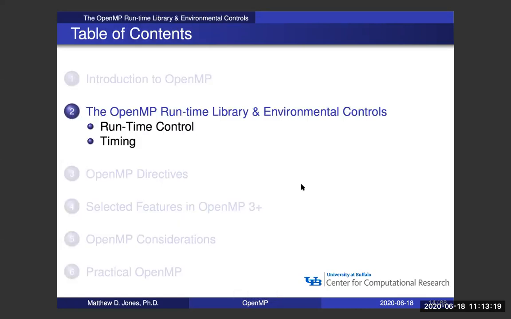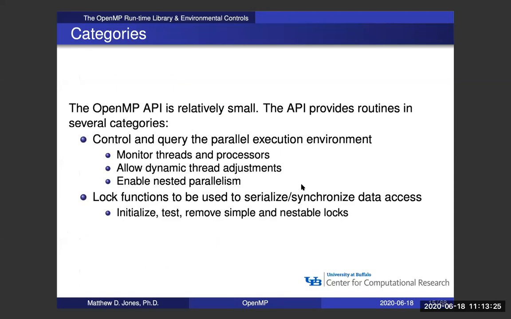So let's talk about these smaller pieces first then. Let's talk about the runtime library and the environmental controls. The API itself is relatively small. It's not like MPI where you're talking about hundreds and hundreds of functions, a certain number of which are absolutely mandatory. For OpenMP, they are entirely optional. But they have the same functionality, right?